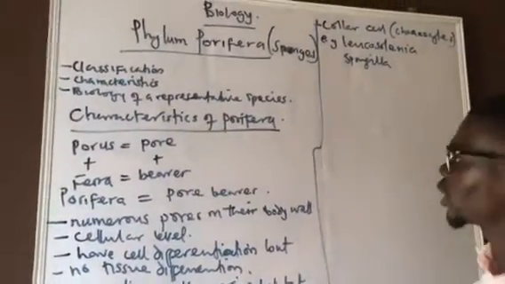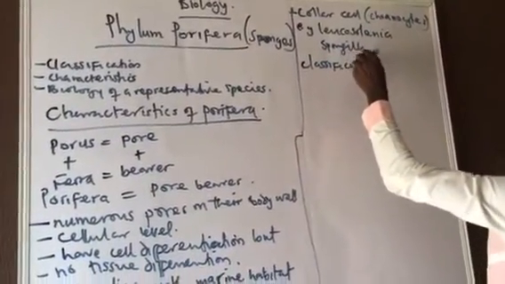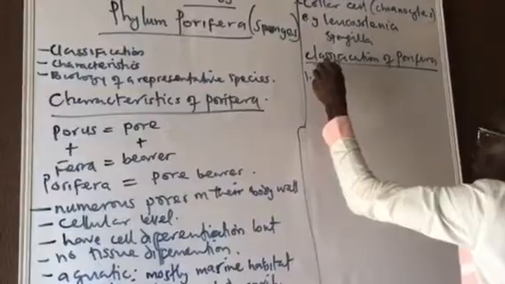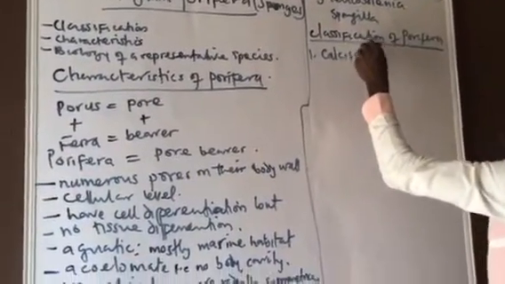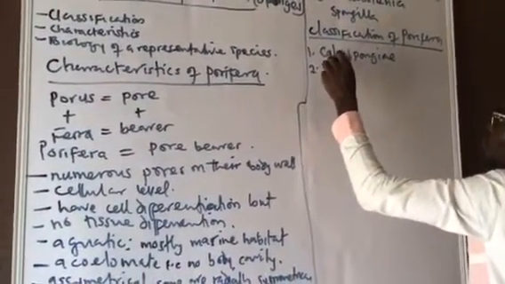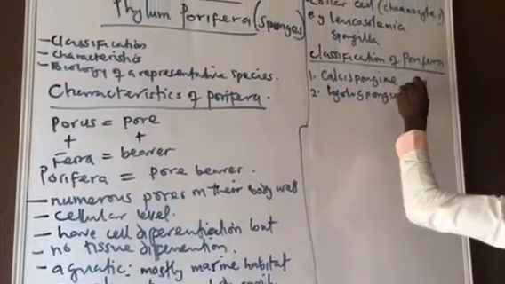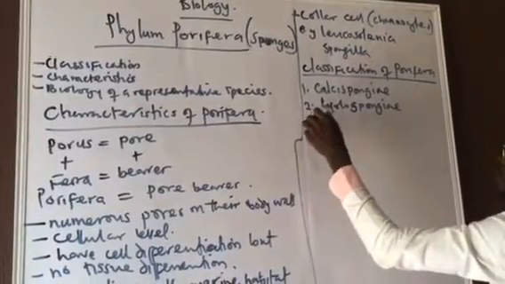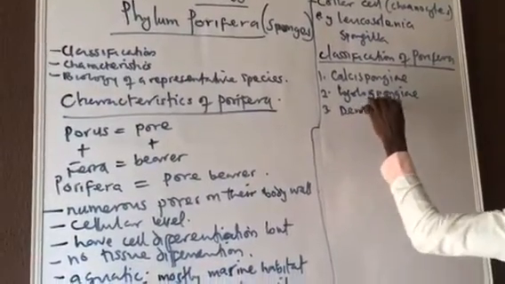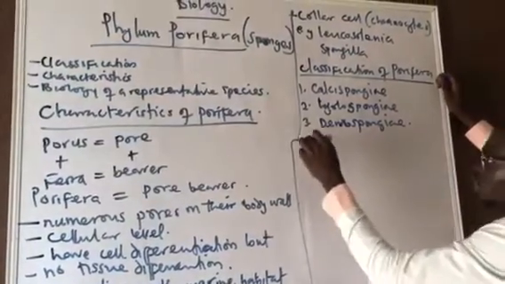So now we are going to talk about the classification of porifera. We have three main groups. We have class 1, Calcispongi. We have class 2, Hyalospongi. And we have class 3, Demospongi. So I'm going to start from class Calcispongi.